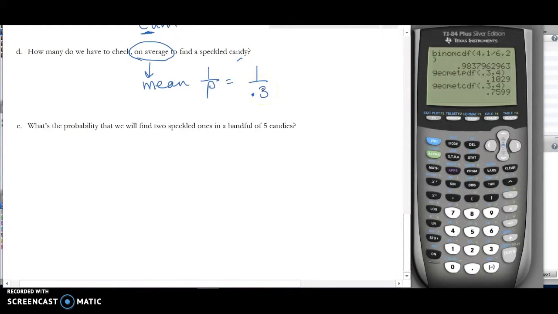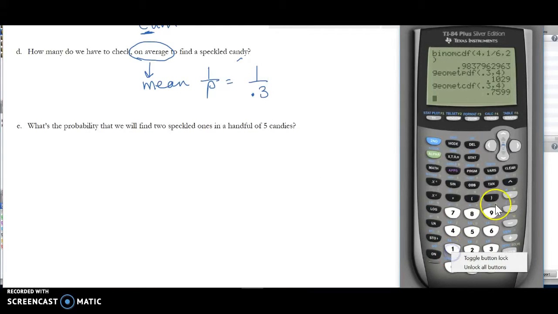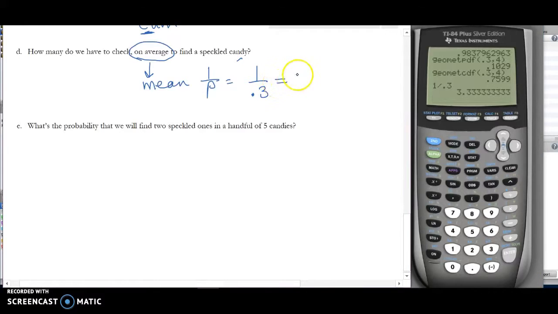And so I'm just going to divide that. I'm going to do 1 divided by 0.3. And so I can expect to find an average of 3.33 when you check. That's when you'll find your first one. And again, because it's your first, that's why we do the geometric.